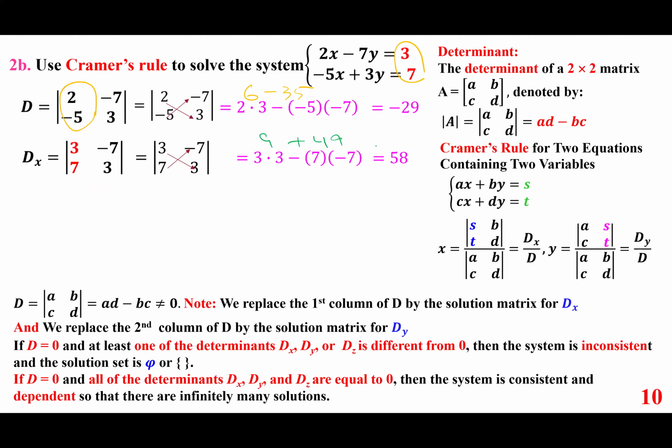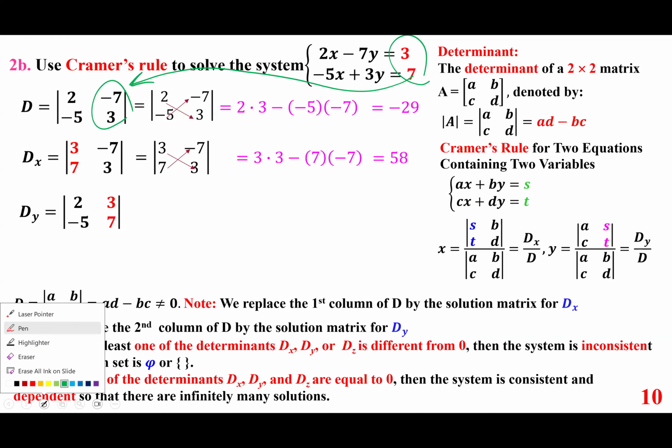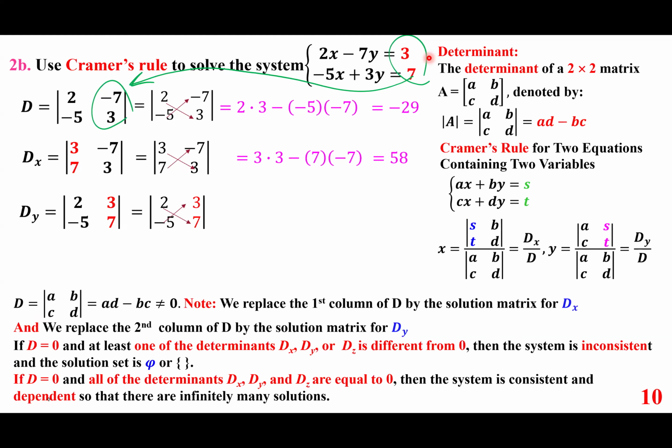Now, D sub Y. We're going to replace that one with the solution matrix. Now we put the cross product. And now, 2 times 7 minus 3 times negative 5, 14 plus 15 is 29.